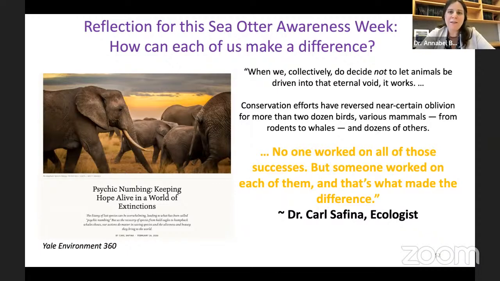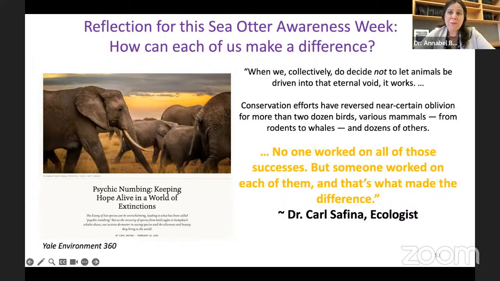But what Dr. Safina said was, when we collectively do decide not to let animals be driven into that eternal void, it works. Conservation efforts have reversed near certain oblivion for more than 24 birds, various mammals from rodents to whales, and dozens of others. No one worked on all of those successes, but someone worked on each of them. And that's what made the difference.